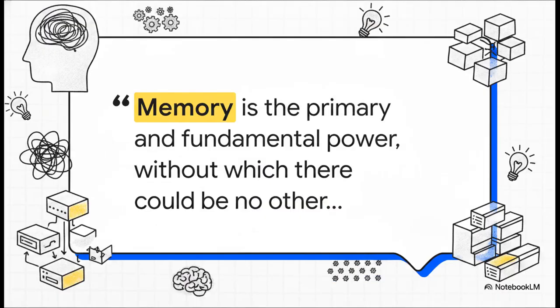Let's kick things off with a pretty profound thought from the 18th century writer Samuel Johnson. He said, "Memory is the primary and fundamental power without which there could be no other intellectual operation." Now, what's really fascinating here is that while Johnson was talking about the human mind, this exact same principle applies directly to computers. Just like human intellect, a computer's true power, capability, and performance rely completely on how effectively it manages its memory. I mean, if a system can't organize its thoughts, so to speak, it simply can't function.